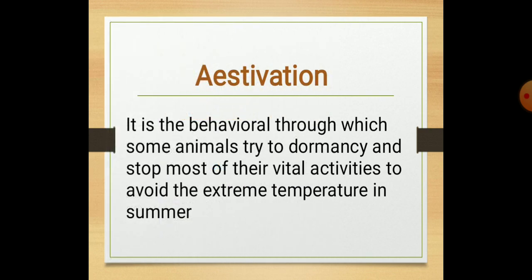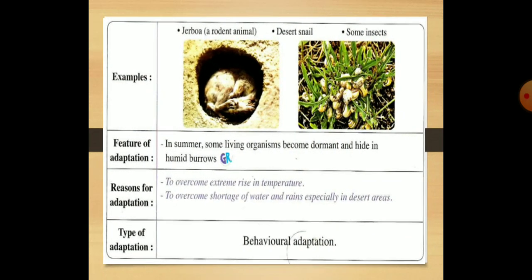And what about estivation? It is a behavior through which some animals become dormant and stop most of their vital activities to avoid the extreme rise in temperature in summer and shortage of water and rains. And the following table shows estivation in some animals as a form of adaptation. So first we'll start with jerboa, desert snails, and finally some insects.